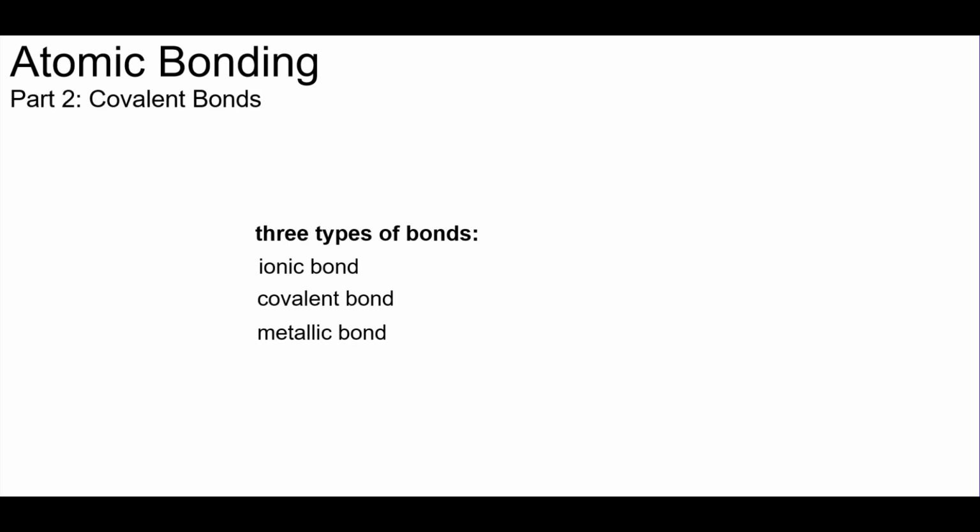Now, there are three types of bonds that atoms can make, and so far we've learned about ionic bonds. We've got covalent bonds and metallic bonds left to learn about, and so today we're just going to focus on covalent bonds. Let's go ahead and get started.